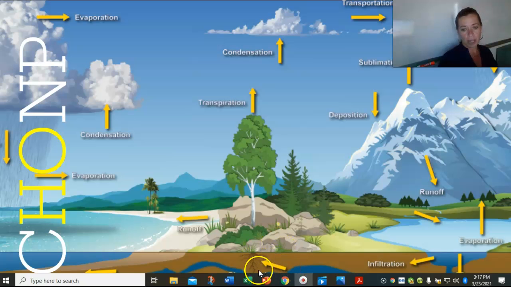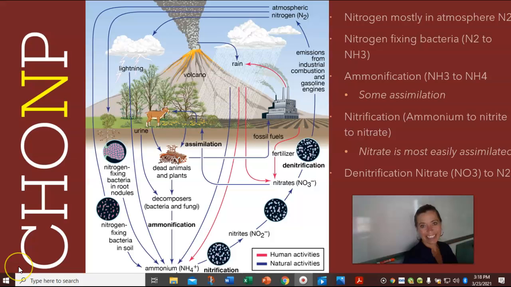There's another key word that you can't see right here, and that's assimilation. Assimilation is when a molecule or an element is taken up by a plant. Okay, so we call that assimilating.